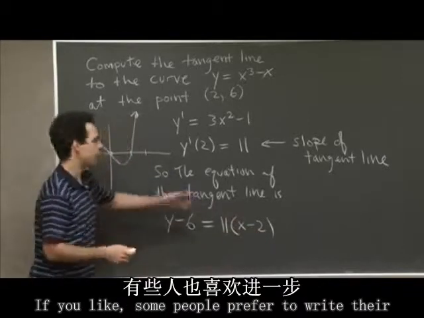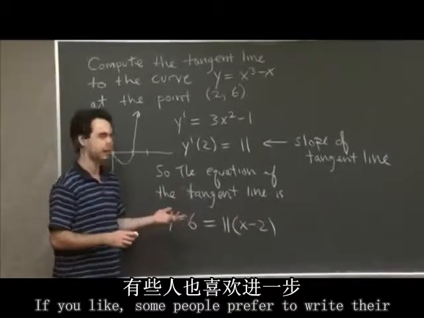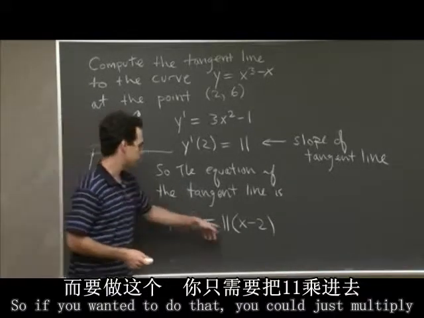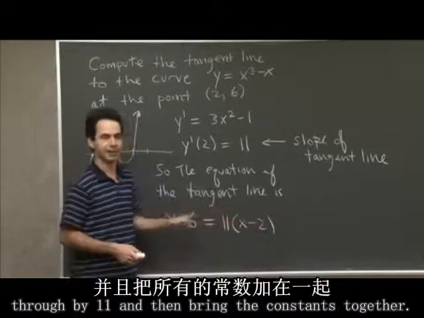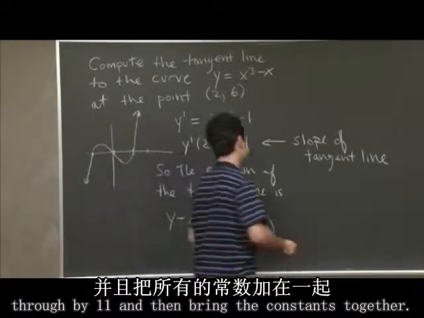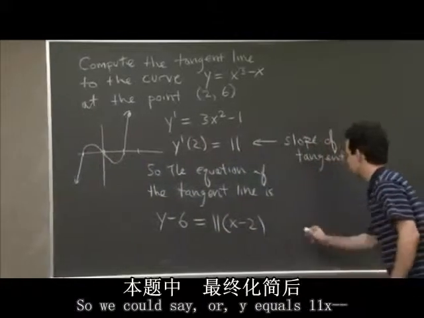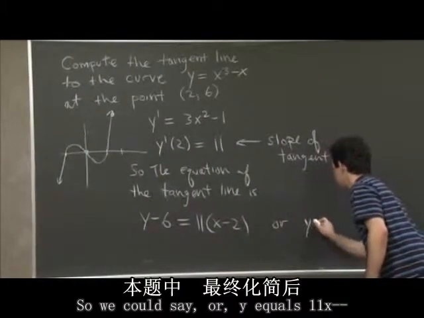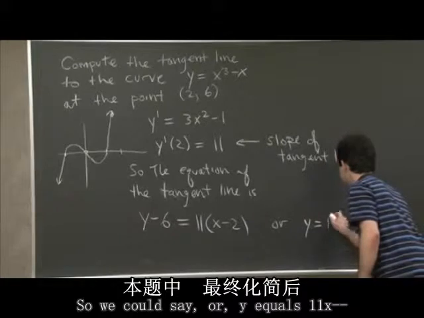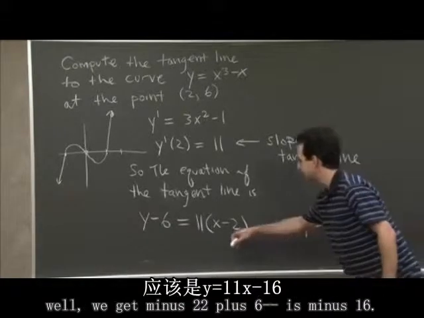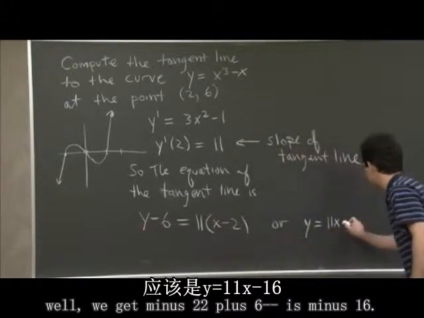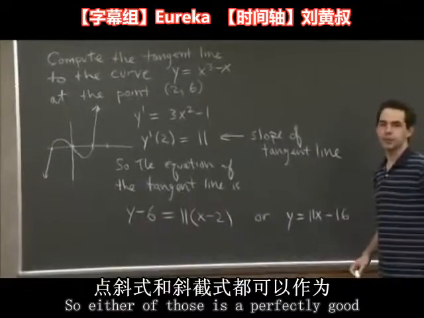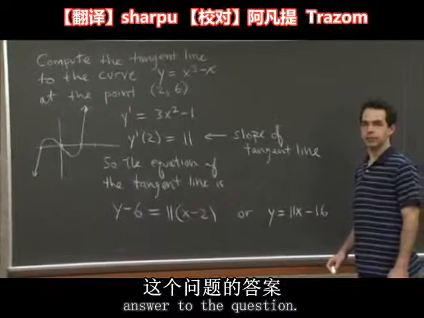Some people prefer to write their equations of lines in slope-intercept form. If you wanted to do that, you could just multiply through by 11 and then bring the constants together. So we could say y equals 11x, and we get minus 22 plus 6, which is minus 16. Either of those is a perfectly good answer to the question. So that's that.